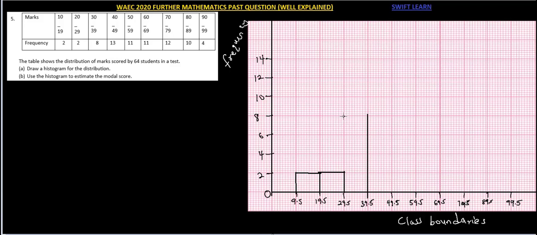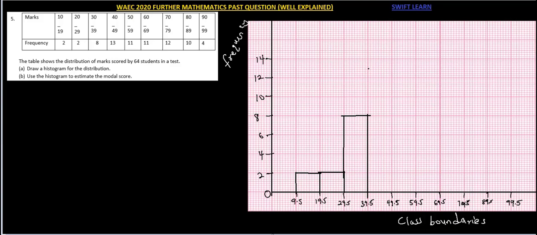So the same thing, draw it from here downward. So we have something like this. Sorry for that. Then from 39.5 to 49.5 is 13. So I think you should expect 13 should be at the middle. If we count with our pen, this is 12, so the middle of this should be around here. So then let's draw it out.